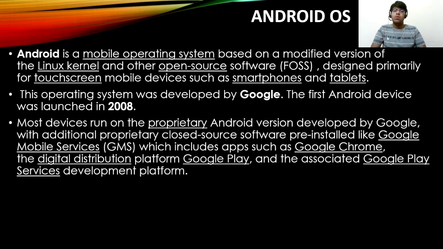Now, the Android operating system is open source software, but most devices run on a proprietary Android version which was developed by Google. And with it, we get additional proprietary closed source software pre-installed, such as Google Mobile Services, which includes apps such as Google Chrome, the digital distribution platform Google Play, and associated Google Play services for that platform.